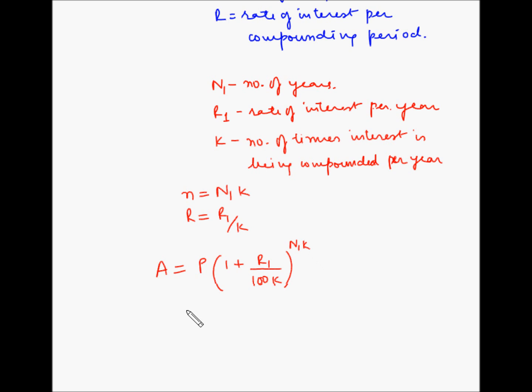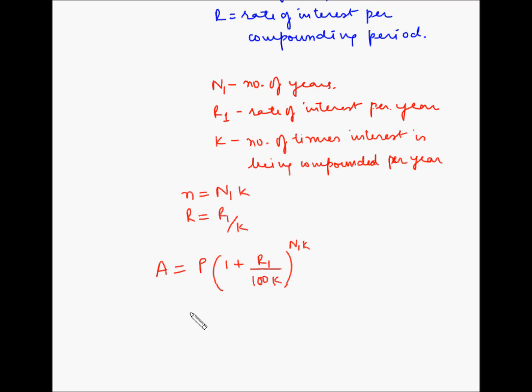Now if the interest is being compounded semi-annually, then there are 2 compounding periods in a year. So K becomes 2. If quarterly, then K becomes 4. And if the interest is being compounded continuously, then K becomes larger and larger and tends to approach infinity.